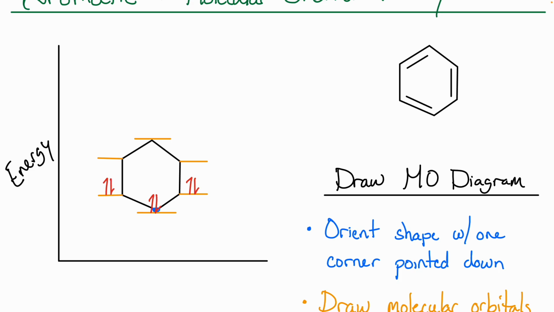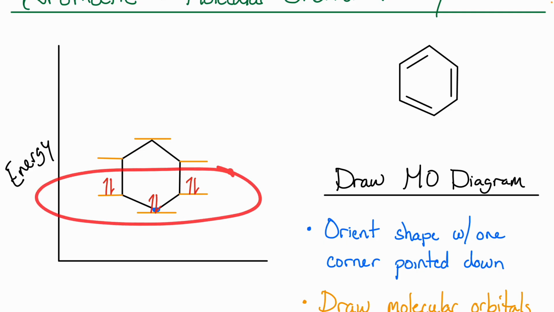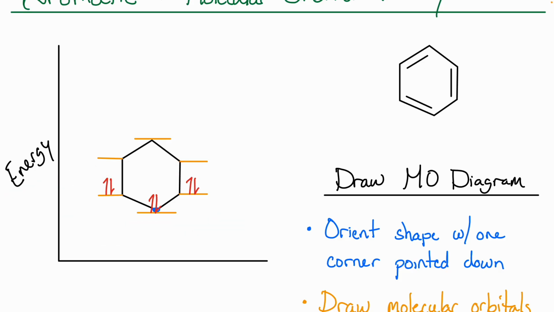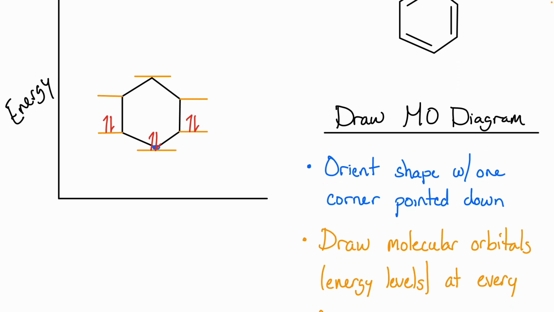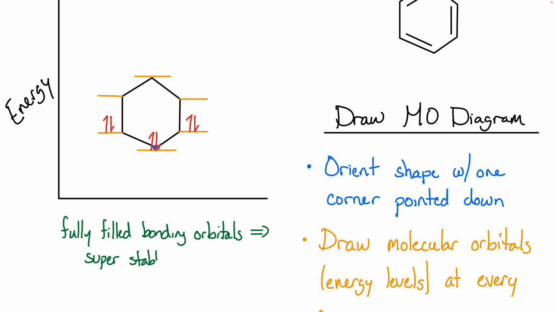All right, and what we're going to see with our aromatic compounds is that we have these fully filled bonding molecular orbitals, and again, fully filled means nice and super stable. All right, so what our energy diagram here showed is that we have these fully filled bonding orbitals, which implies that this compound is nice and super stable.